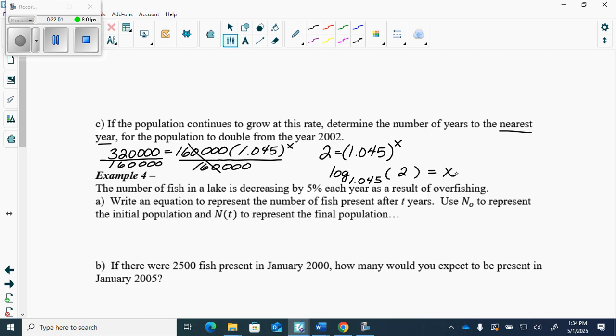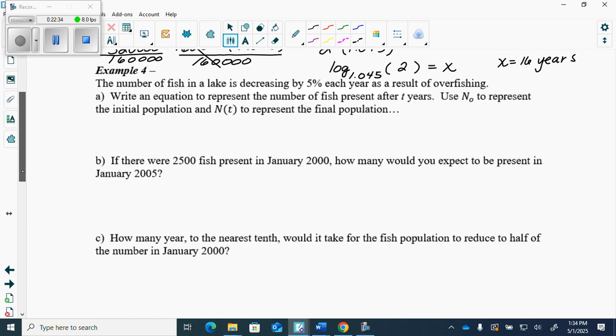Type it in. 15.747. So 16 years. Your sentence would be: if the population continues to grow at this rate, it will take 16 years for the population to double from the year 2002. Write the whole thing out with all the words and all the numbers. Not time to be short on your pencil.